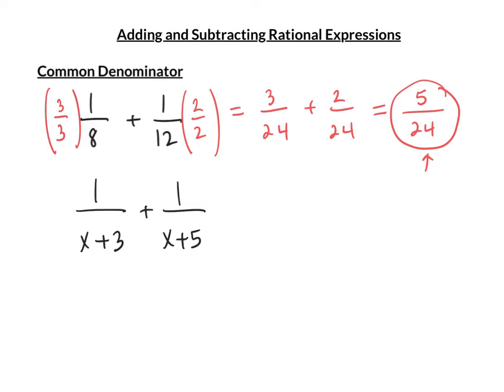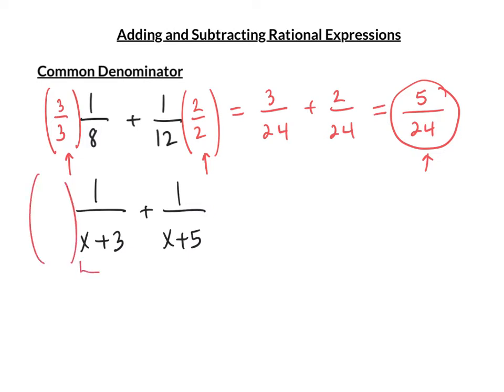polynomials, in this case like x plus 3 and x plus 5, I need my least common multiple also. A little less obvious what it is though. But think of it this way. What you want is to do the least you can do and make the denominators the same. Remember that you're always multiplying by 1 because you're not going to change the value of that denominator.